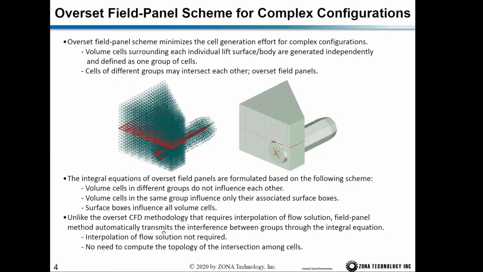And in the overset CFD scheme, they use the so-called chimera scheme. They have to perform so-called hole cutting, and then they have to compute interpolated flow in the overlapping mesh region. But Z-Trin is an integral equation method, so we do not need to compute the topology of the intersection region among cells.